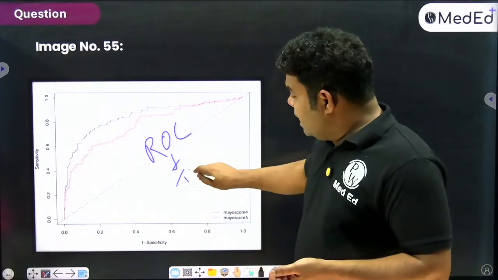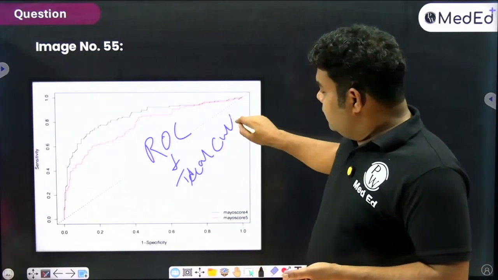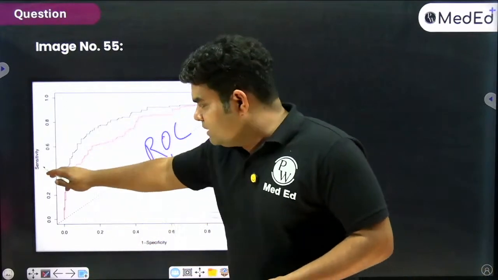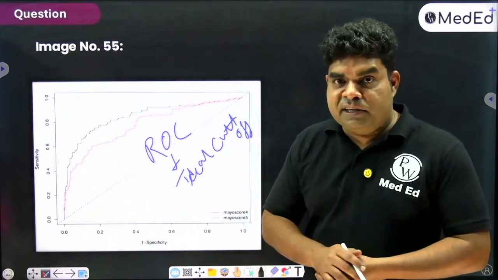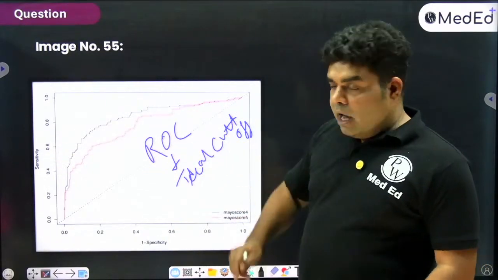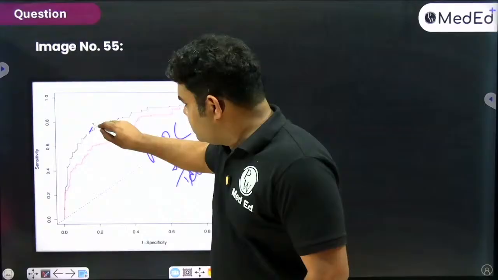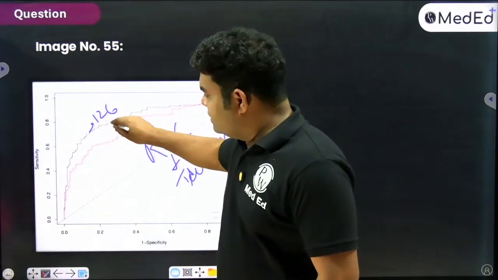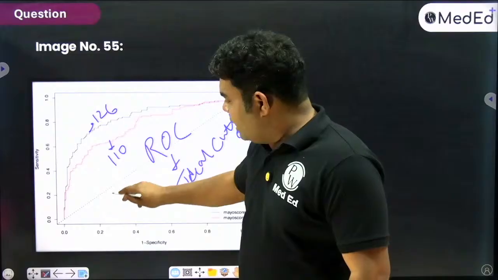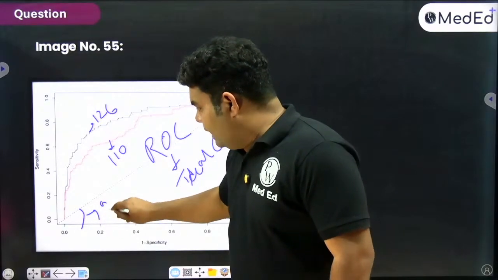So to get that ideal cutoff of 126, we use this ROC curve, receiver operating curve, which is between sensitivity and 1 minus specificity. True positive and false positive rate we draw in the ROC curve. And this highest line, that is 126. That is taken as the ideal cutoff. The second line can be at 110 and this line can be at 90.